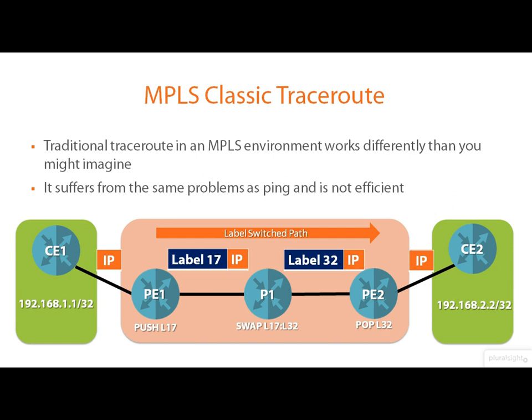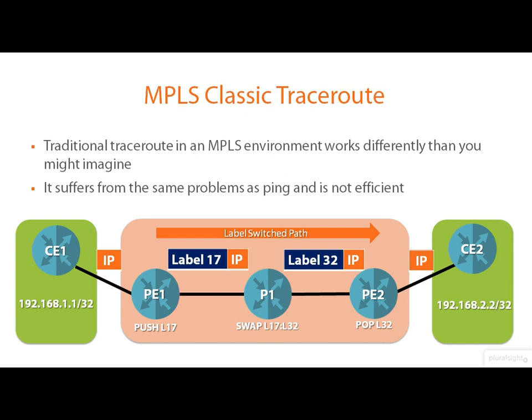So the way traceroute works is CE2 sends a packet destined to 192.168.2.2, and it sends it out with a TTL of 1. It arrives there at PE1. PE1 gets the packet, decrements the TTL to 0, and sends back an ICMP TTL expired message back to CE1.